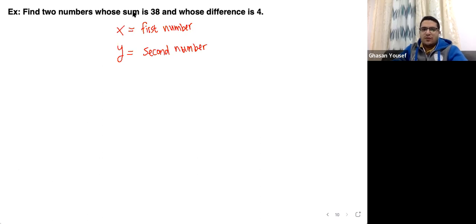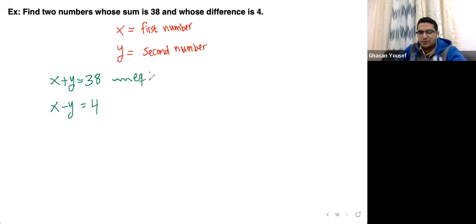Now I'm going to set up the system. Two numbers whose sum is 38. This means x plus y equal 38. And whose difference is 4. So x minus y equal 4. So this is equation number 1, and this is equation number 2.